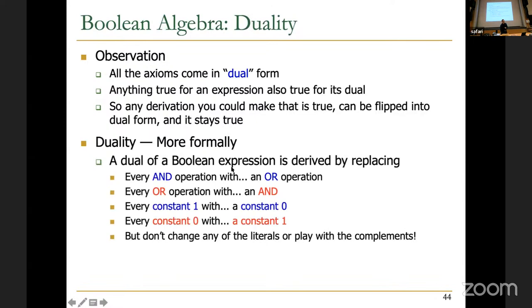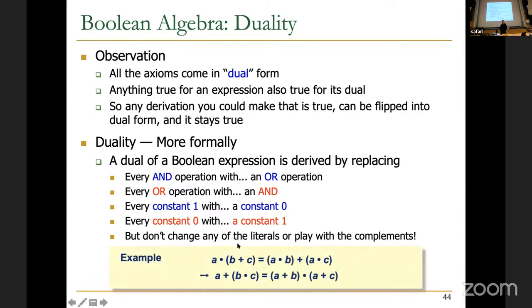More formally, a dual of a Boolean expression is derived by replacing every AND with OR, every OR with AND, every constant one with a constant zero, and every constant zero with a constant one. And don't do anything else, basically. So you can replace one equation with another. So this is an example.